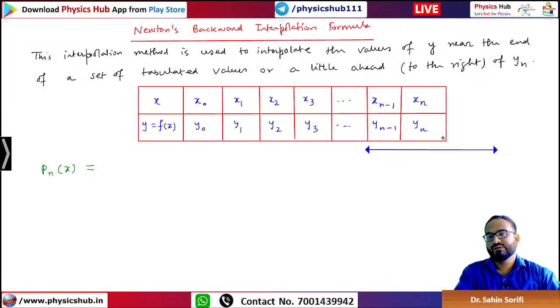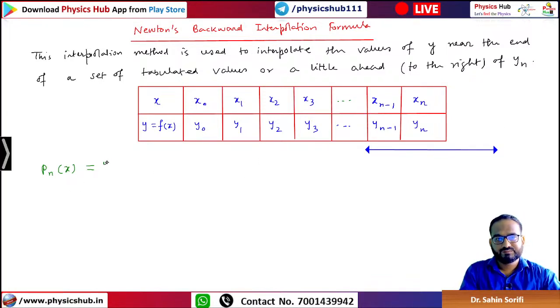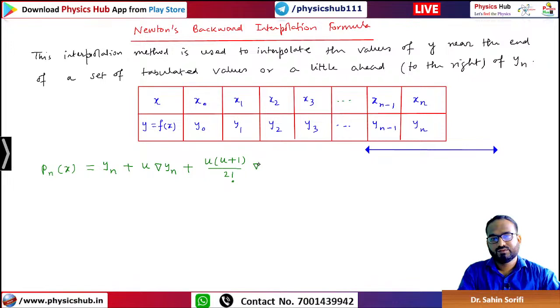So in this region we apply Newton's backward interpolation formula. Pn of x will be the last value yn plus u times, the definition of u will remain the same, whatever definition of u we have used before. Here instead of triangular, it will be an inverted triangle, nabla yn, plus, in the previous case we used u into u minus 1, here it will be u into u plus 1 by 2 factorial nabla square.